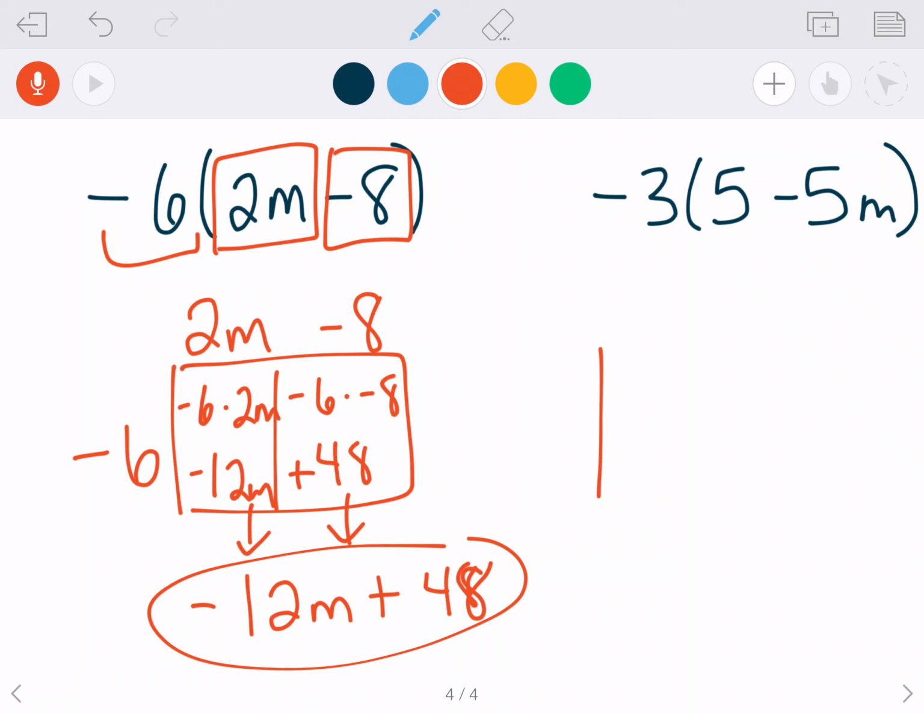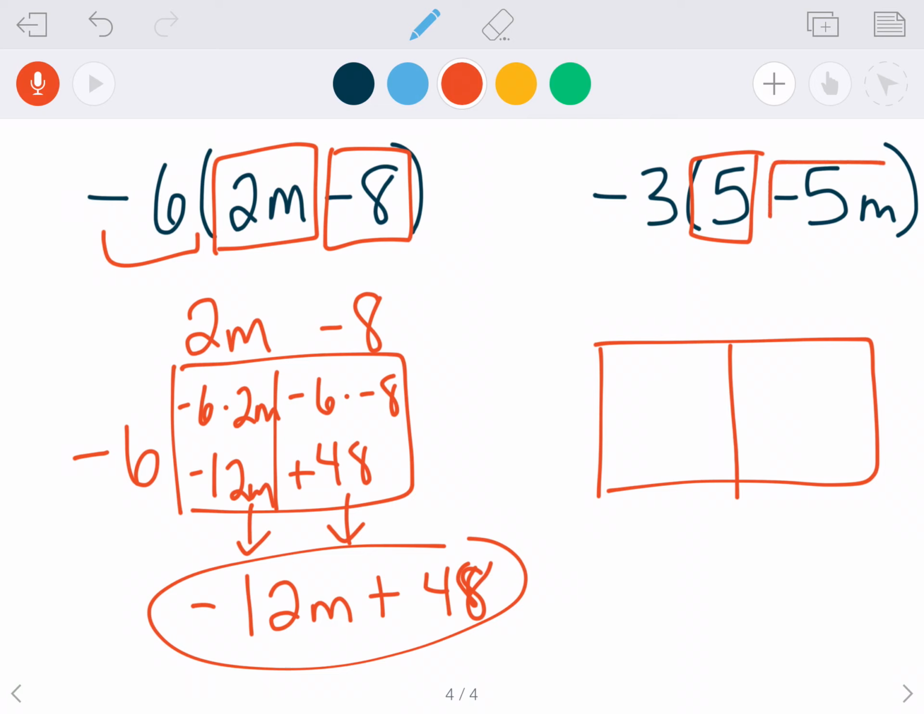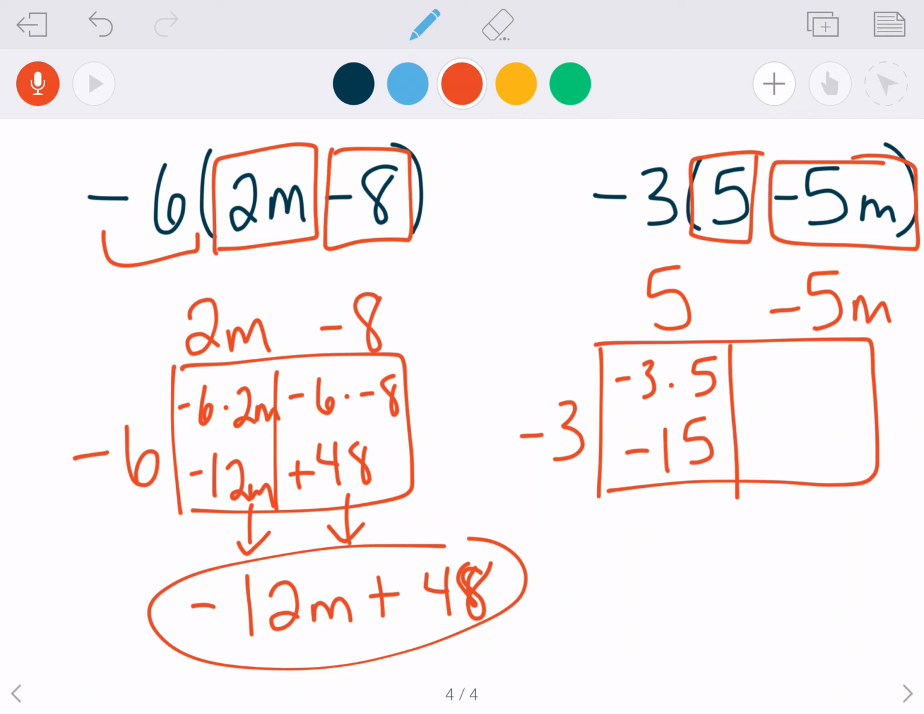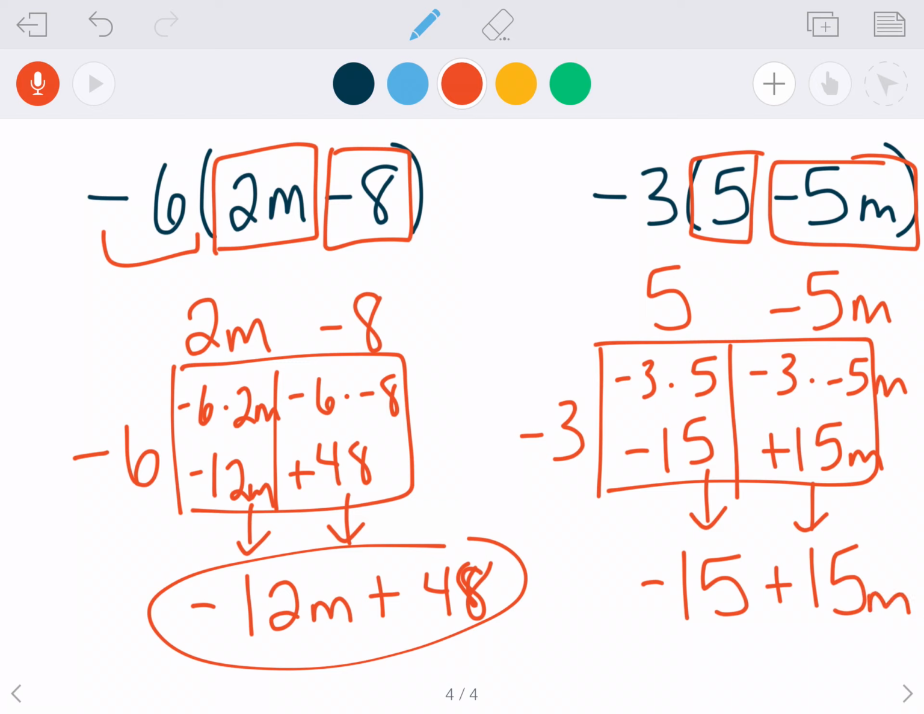All right, and the last example, -3 times 5 minus 5m. So I've got 5 minus 5m, put your terms outside, and then multiply. -3 times 5 is -15 because they're different signs. -3 times -5m is +15m because they are the same sign. And now I have -15 plus 5m.